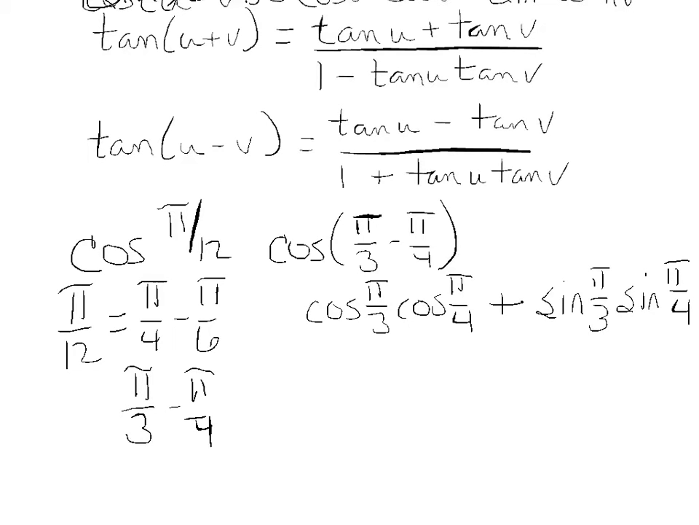All right. We know what the cosine of pi over 3 is. What is it? 1/2. And the cosine of pi over 4? Square root of 2 over 2. Plus the sine of pi over 3?